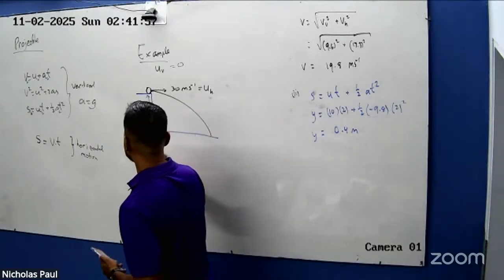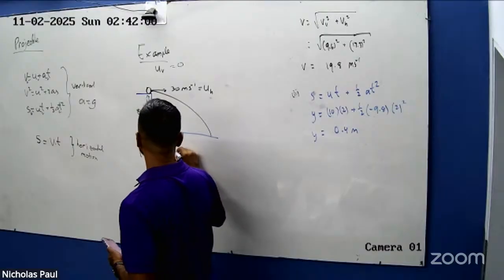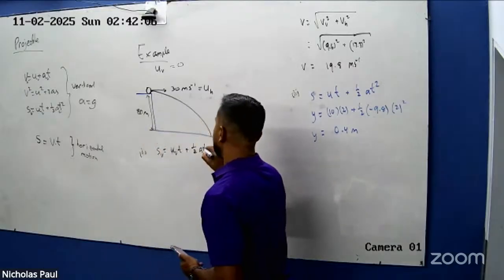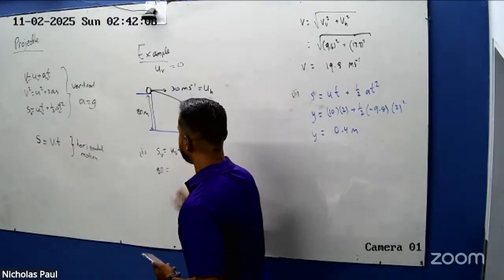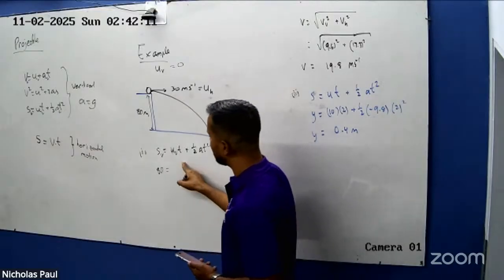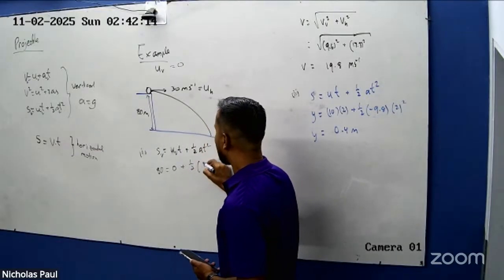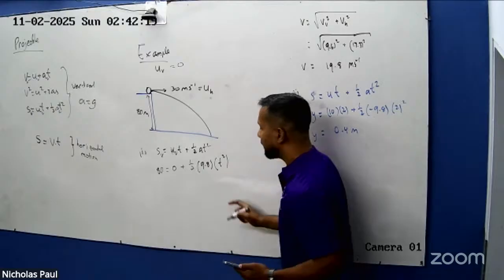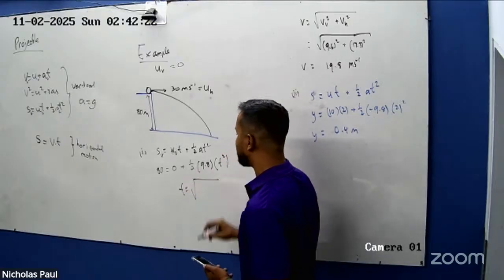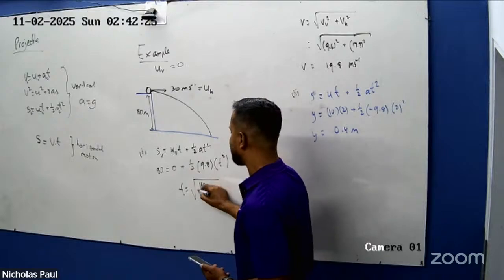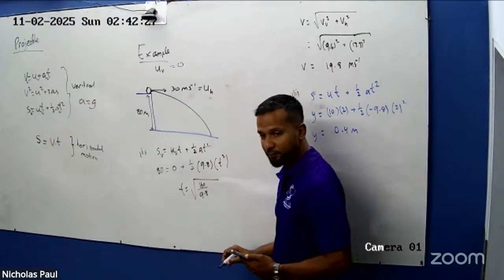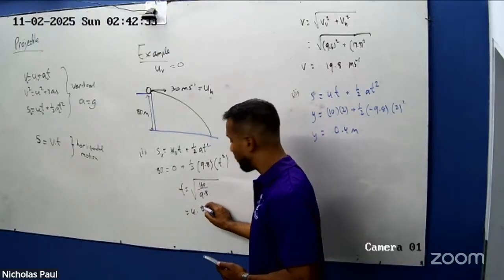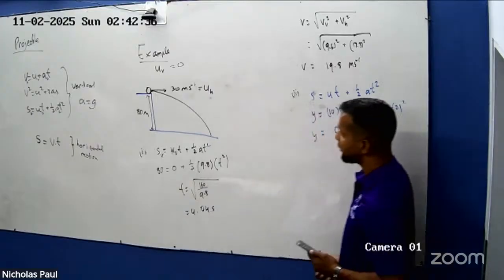What do you get? Right, so part one: s_v is equal to ut plus a half at squared. We said this is a t squared, we said this is 0, acceleration 9.8, and t is what we're trying to find. So t is the square root of 160 over 9.8, which is 4.04. Good.